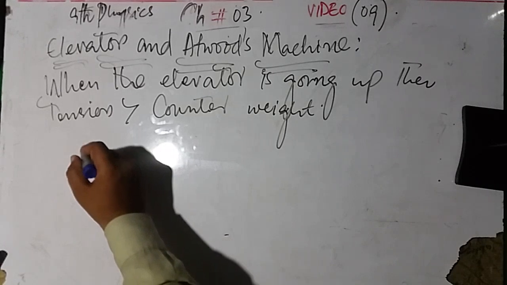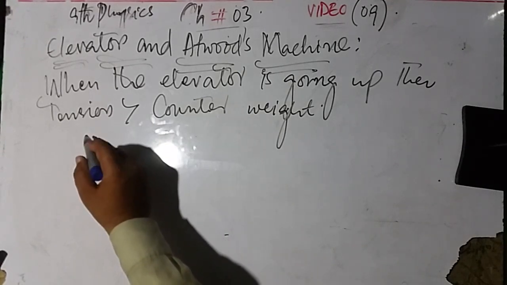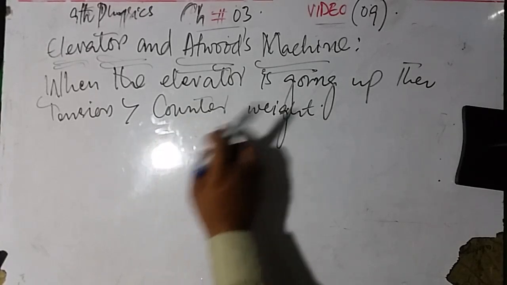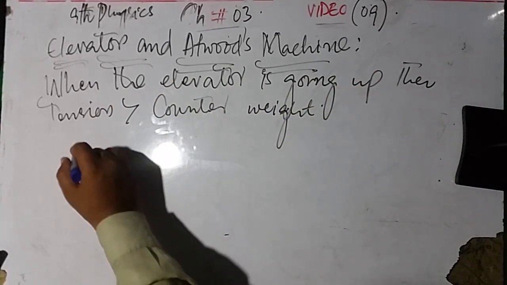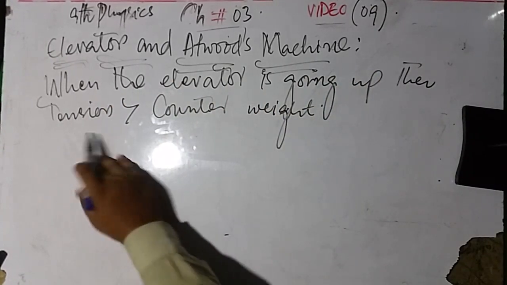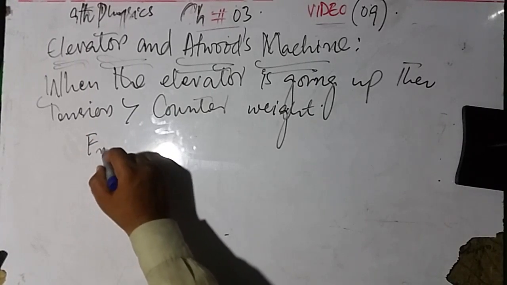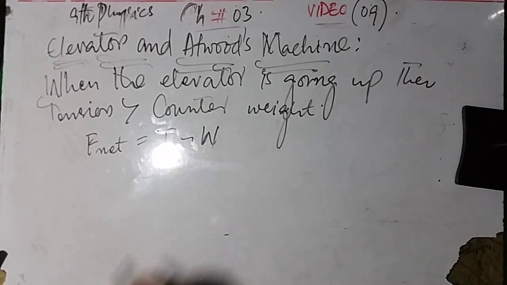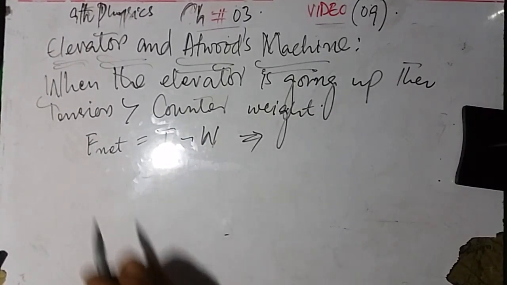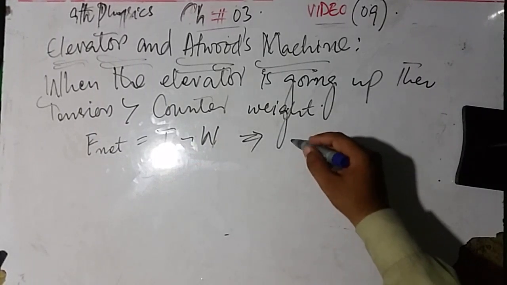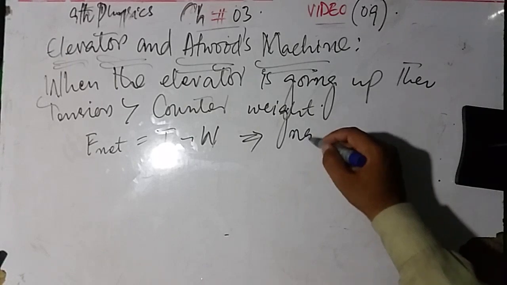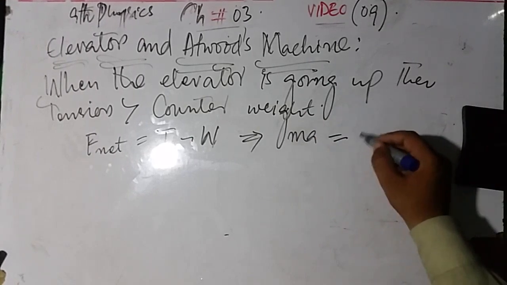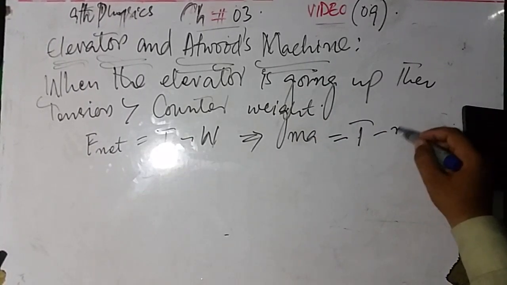We know that when the tensional force is greater than the weight of the counterweight and the elevator is going up, it can be found from the net force acting on the object. The net force in such a situation will be the difference between these two. According to Newton's law, when a net force acts on a body it produces acceleration in its motion. So that will be ma equals tension minus w, equals mg.